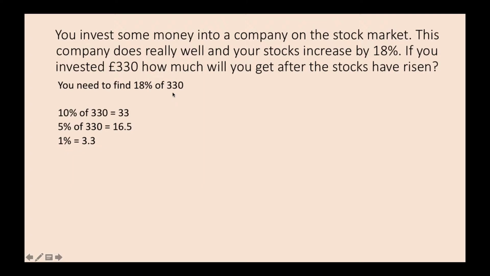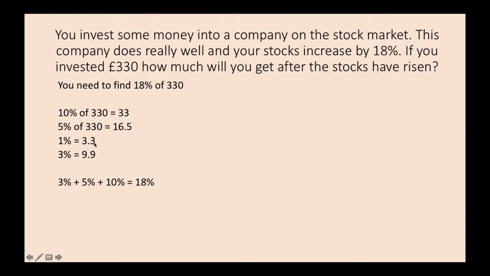So 1%, I divide this by 100, giving me 3.3. And then I'm just going to times that by 3, because I need 3 of them. I want 3%. And that gives me 9.9. So I have 3% and 5% and 10%, and that gives me 18. So if I added all those together, it gives me 18.